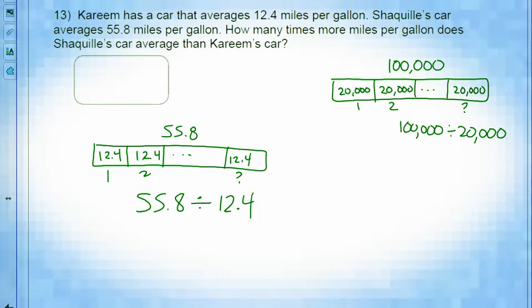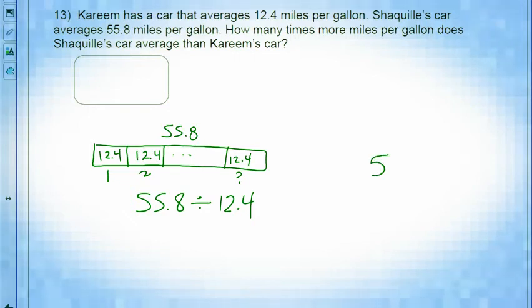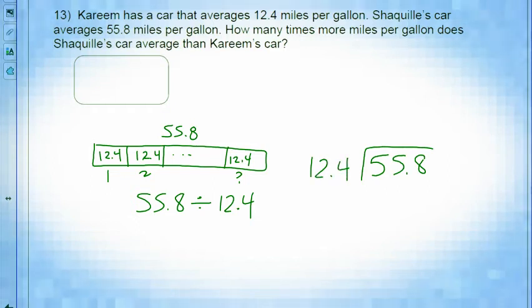So let's set this up. 55 and 8/10 divided by 12 and 4/10. So I need to make this 10 times bigger to get rid of that decimal in my divisor. Do the same here. And so my decimal point is right up here in my quotient. 124 does not go into 5. It does not go into 55. It goes into 558 4 times, I think. 124 times 4. 8, 9. 496.